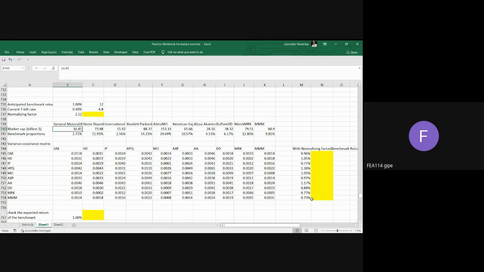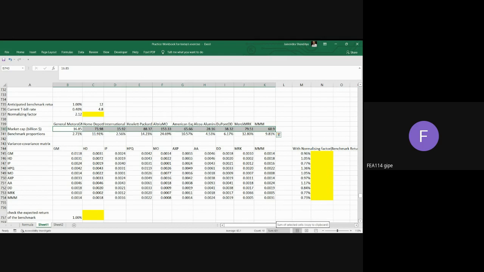From here we calculate the benchmark proportion, which is what is not available. So how do we calculate? If we sum all this, the sum is coming as 621. So 621 becomes the market cap of our benchmark.